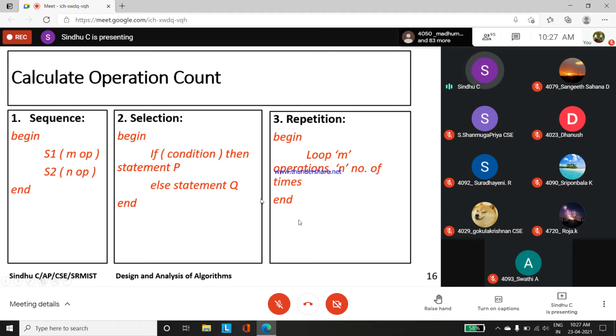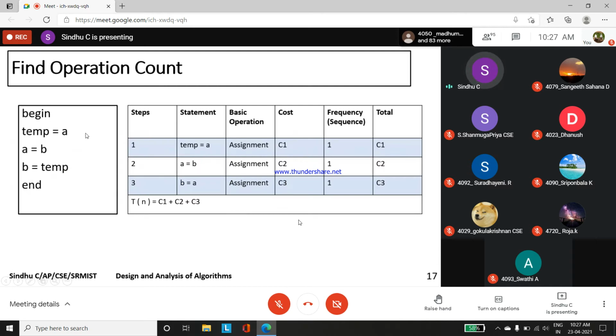So keeping these in mind, this is a very simple program. Again, begin and end. Within that, you have a swapping operation. So these are all basic operations, right? Assignment operation. You are assigning the value of A into temp, B into A, temp into B. And every operation has its own cost. So we have randomly taken it as C1, C2, C3, right? And how many times it has occurred. So you can multiply the cost with its frequency and get the total. Finally, you can sum it up. So whatever is the final cost, that is the time taken for that algorithm, right?